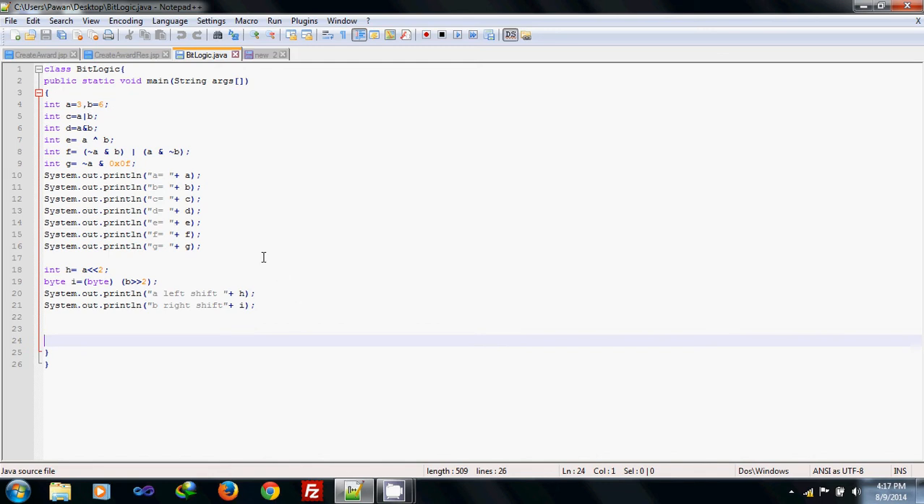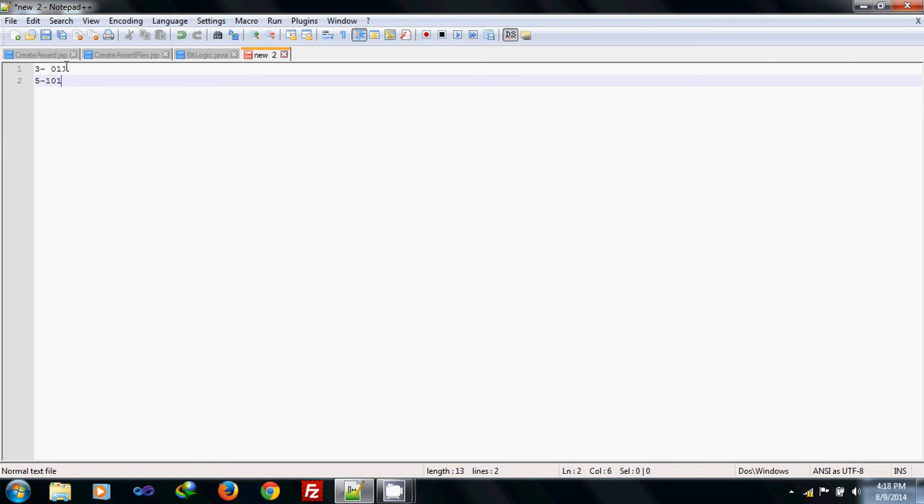I have already written this class, BitLogic. Here I have written that a is equal to 3, b is equal to 6. So a would be 011, and for 6 it would be 110.